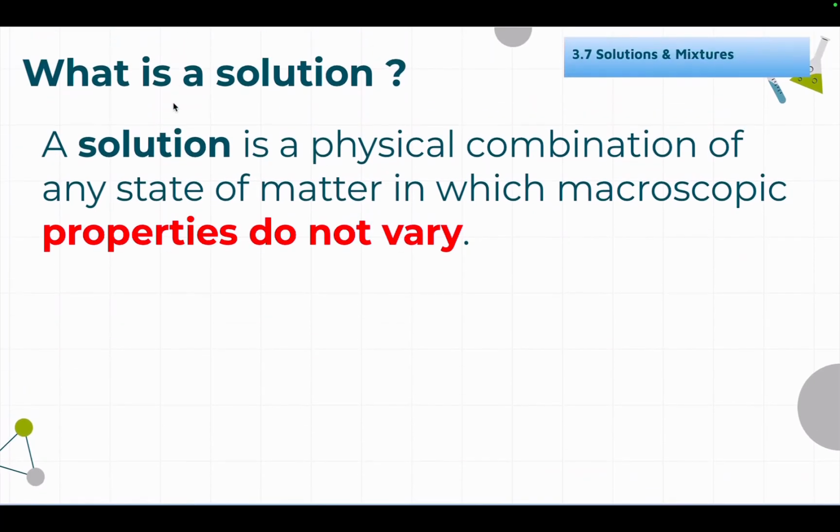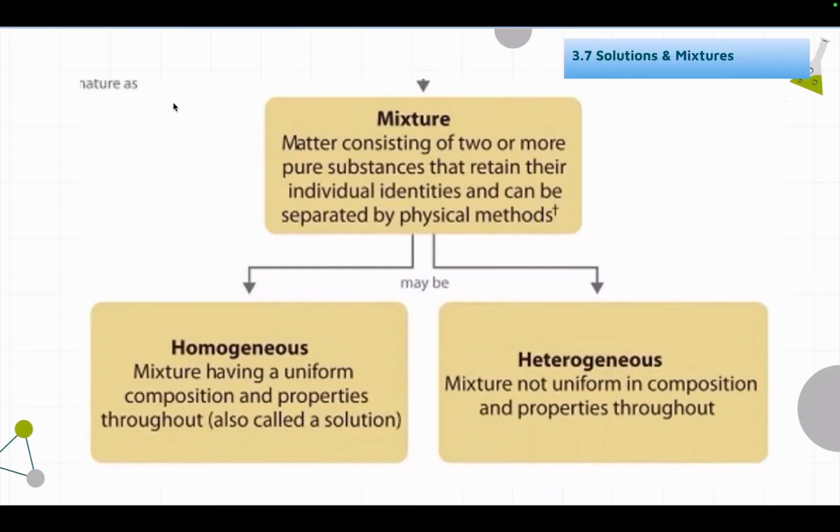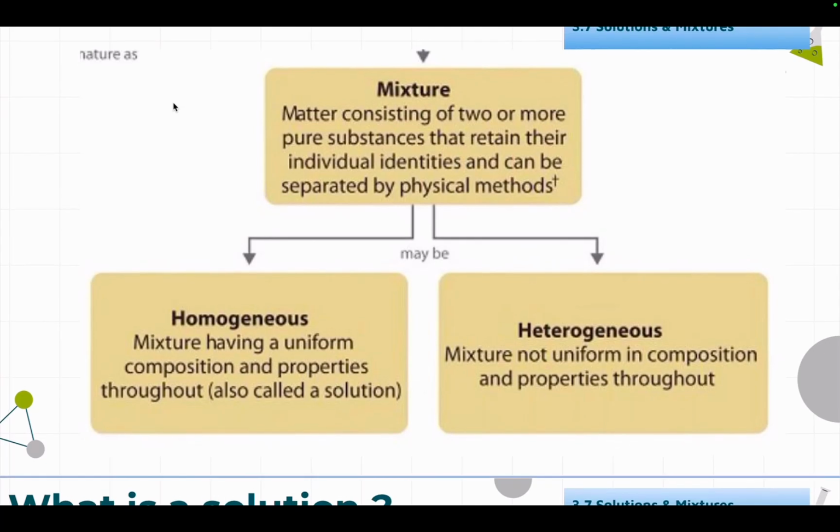So a solution is a physical combination of any state of matter in which the macroscopic properties don't vary. Our air is different gases dissolved in one another, nitrogen and oxygen primarily. It could be a carbonated beverage with gas dissolved in water, or a liquid dissolved in a liquid, like vinegar is acetic acid in water. But most of the solutions that we're dealing with in chemistry are going to be a solid solute dissolved in usually water. So we know that solutions are really homogeneous mixtures.